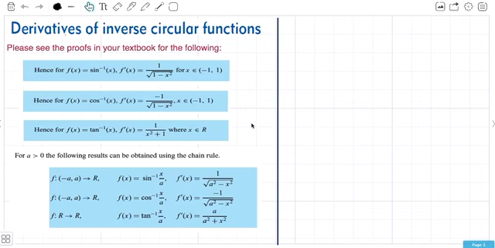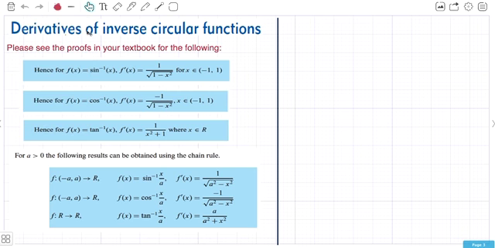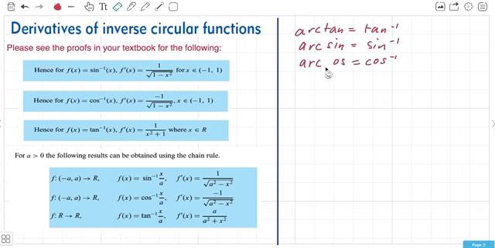This section's on derivatives of inverse circular functions, so looking at inverse sine, inverse cosine, and inverse tan. Those functions are also sometimes called arc sine, arc cos, and arc tan. So if you ever see that in an exam, just remember that arc tan is inverse tan, arc sine is inverse sine, and arc cos, which looks very odd, is inverse cos.